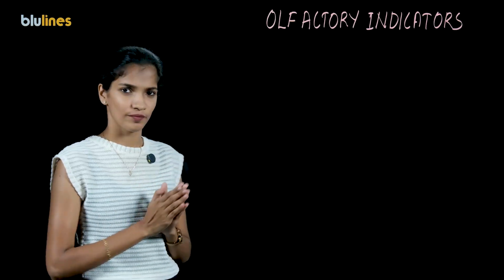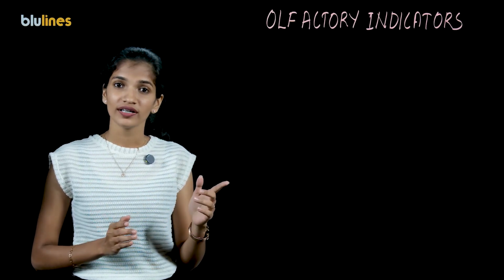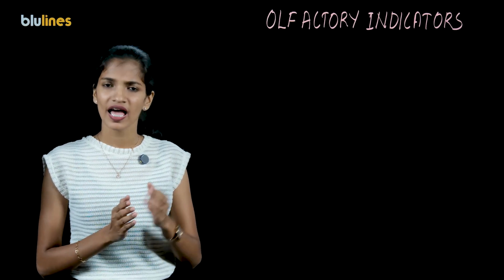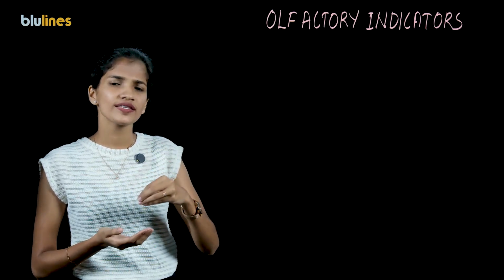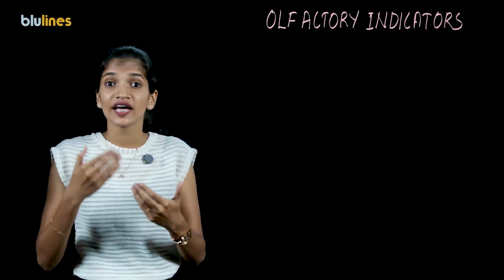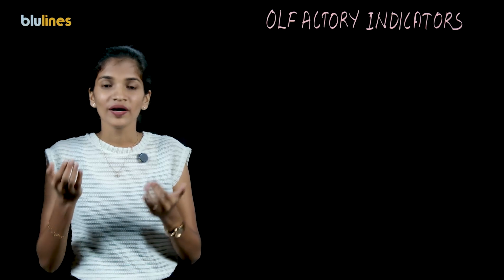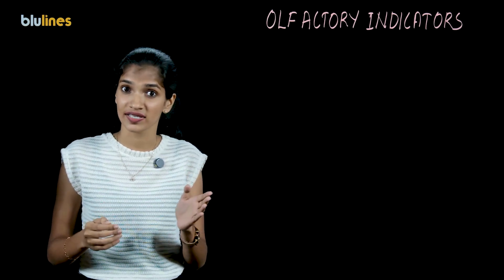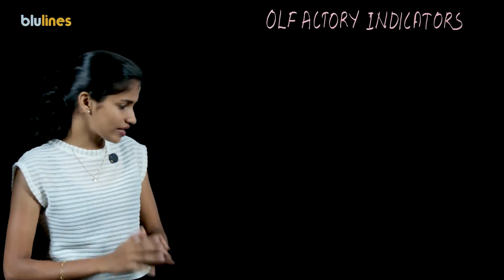Olfactory indicators. We learned about natural indicators as well as artificial indicators. Now, when certain substances are added to some food particles, they may change their odor or smell. And by identifying that change in smell, we can distinguish them as acids and bases. Let's learn through an example.